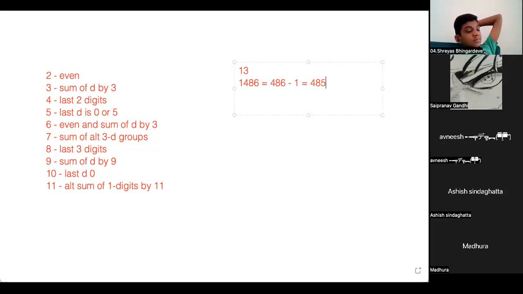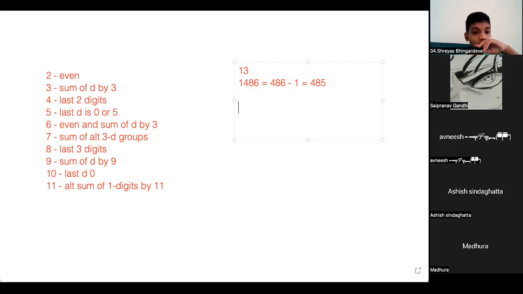Right? 485, is it divisible by 13? So 13 into 3 is 39 and 95. 95 is not divisible by 13. So I don't think 1486 will be divisible. So let us check. 1486 divided by 13, you get some remainder. So it is not divisible. But the same principle you apply. For a 3-digit number, it is very easy to calculate. You just do 2 divisions by 13 and you can find out. Very easy.